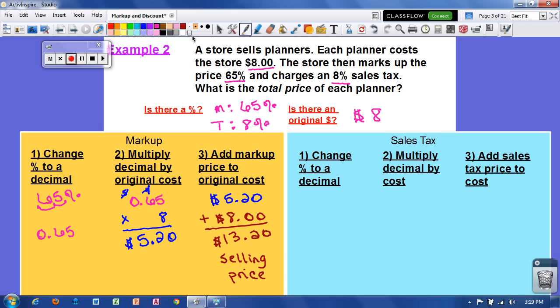Alright, so for tax, we want to change the percent to a decimal. We have an 8% sales tax. When we paddle to the left, we get 0.08. Keep in mind that empty space, you just fill in with the 0. So we have 0.08. Now we're going to take that decimal and multiply it times the cost. So we are going to have $13.20 times 0.08.